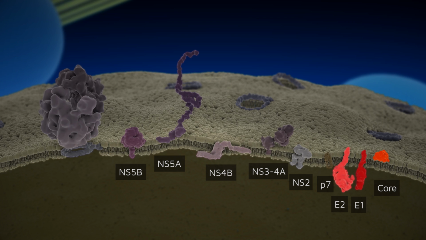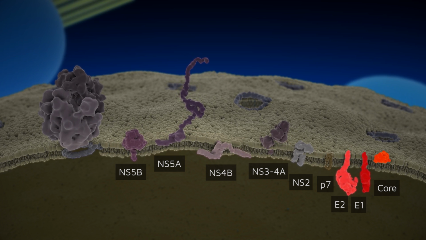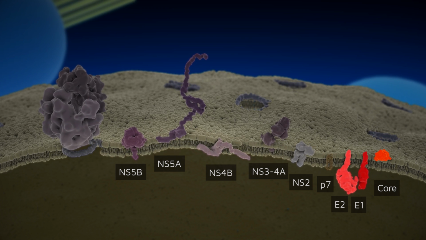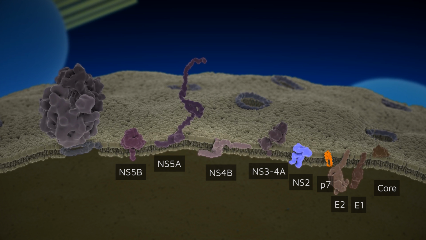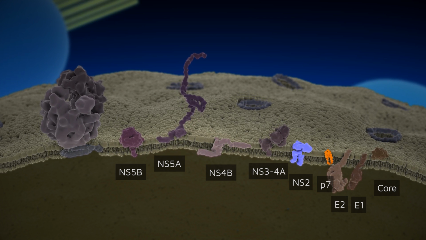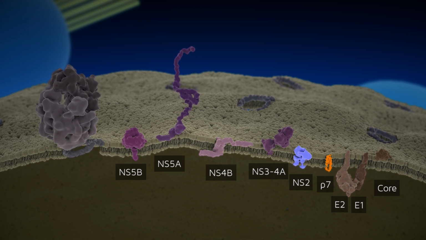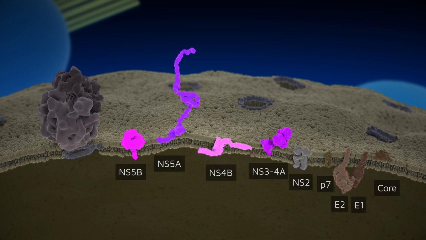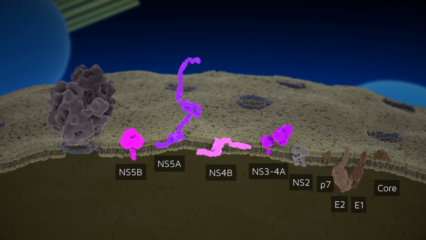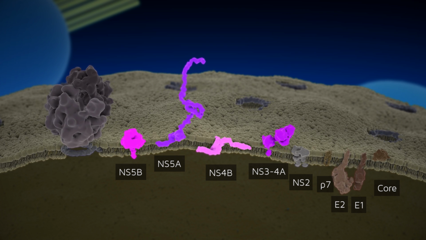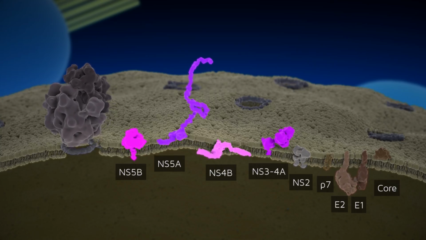The structural proteins which make up the viral particle comprise core and the envelope glycoproteins E1 and E2. P7 and NS2 support viral particle production while not being incorporated into the particle. The replicase components NS3/4A, NS4B, NS5A and NS5B are sufficient to support viral RNA replication.